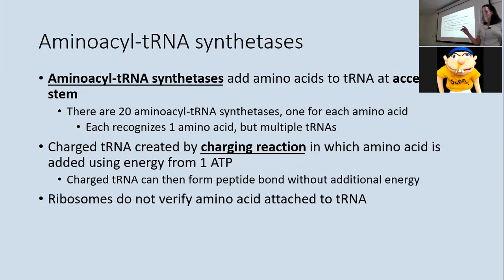We've got 20 amino acids, right? And so each synthetase will be specific to the amino acid that will attach to a tRNA. One for each amino acid. So every synthetase recognizes one amino acid, but frequently more than one tRNA, because why? What did we learn about the genetic code last week in terms of how it codes for amino acids?